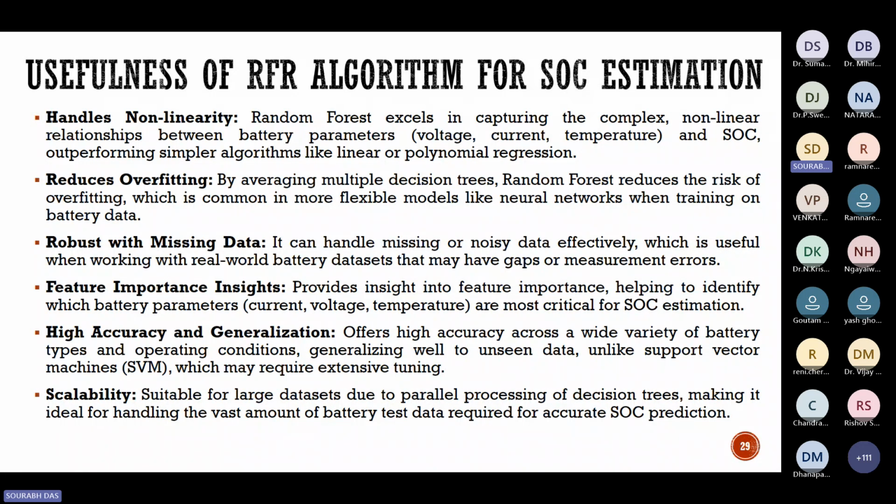And scalability is another useful feature of the random forest algorithm. It is suitable for large datasets due to the parallel processing of decision trees, making it ideal for handling the vast amount of battery test data required for accurate SOC prediction.